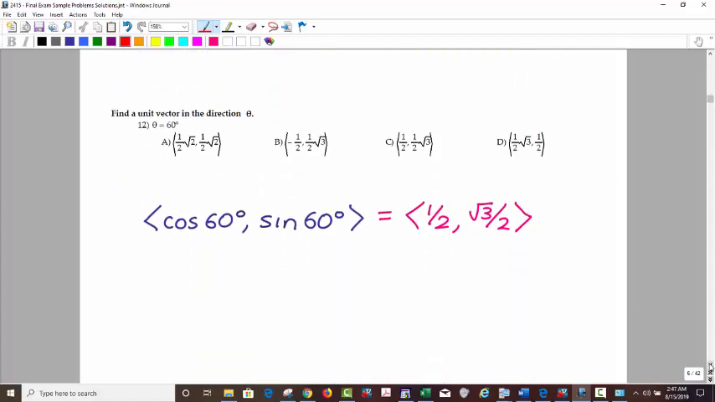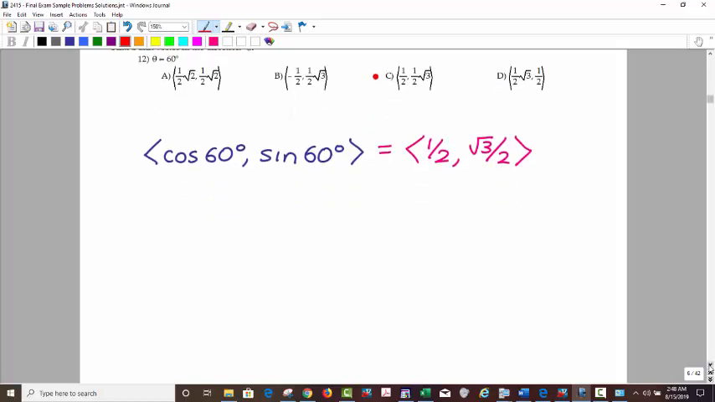Unit vector in the direction of theta. Okay, that's basically just using the unit circle. You know, the whole idea of a unit circle means the distance from the origin to any point on that circle is, if you draw a vector, it's going to be a unit vector. It's going to be a length of 1. So all you do for this one, when they just give you the angle only, it's just taking the cosine of the angle, the sine of the angle. So cosine of 60 is 1/2. Sine of 60 is the square root of 3 over 2. So it looks like C will be your answer here. All right. Not too bad.